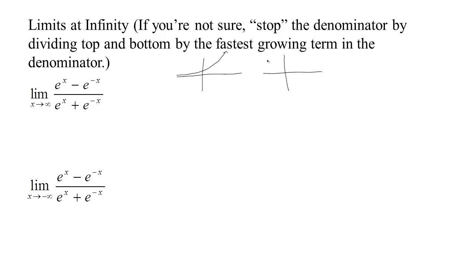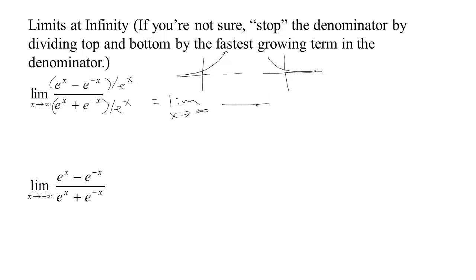E to the negative x, though, is that graph flipped around the y-axis. So e to the negative x is fading away. So if we look at this denominator, which term is growing fastest as x tends to infinity? Well, it's the e to the x, right? That's the one that's growing. E to the negative x is actually fading to 0. So what I should do to stop the denominator is to divide by that fastest growing term, which is e to the x.